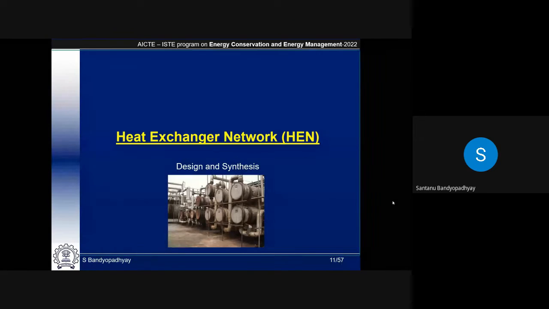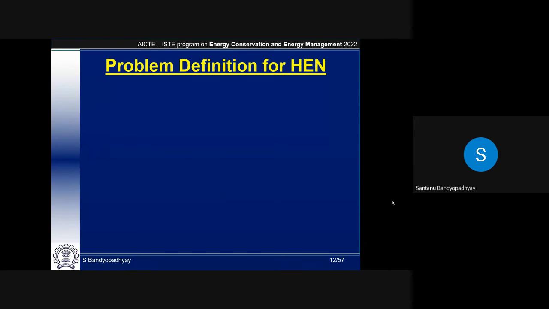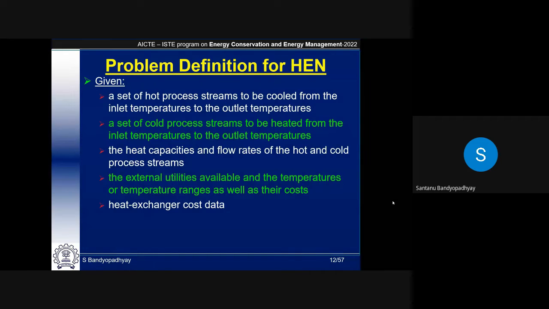Let's start with the heat exchanger network, which is directly related with conserving thermal energy in a process heat and or the process plant. And this is also the starting point of pinch analysis. So let's take the problem definition. The problem definition says we are given certain data. Which are the data given? That a set of process streams, their inlet temperatures and outlet temperatures are known, their flow rates are known, and also we know their thermodynamic properties.